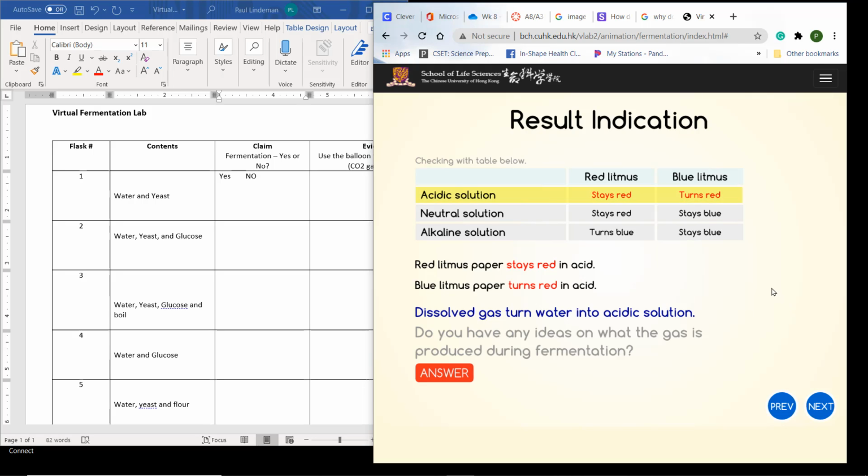We'll see that in our results, the red litmus paper stayed red, which means it was acidic. Right, but that could also mean it was neutral. It did not turn blue, so we knew it was one of these two. So we took our alkaline strip and we put it in there, and the alkaline strip turned red, which means it has to be acidic because it stays blue in neutral. So we know we have an acidic solution. So dissolved gas turned water into an acidic solution. Do you have any ideas on what the gas being produced during fermentation is? And the answer is carbon dioxide.